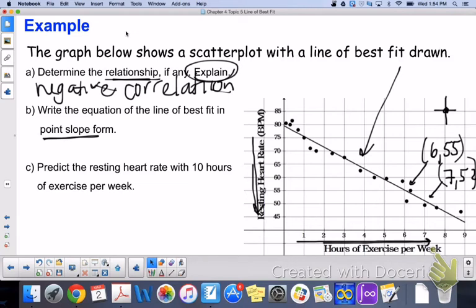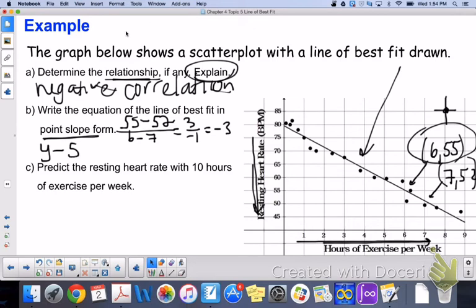So what does that mean here? If we find the slope, y2 minus y1 over x2 minus x1, 55 minus 52 over 6 minus 7, that gives us 3 over negative 1, or negative 3. So that would be our slope. And I'm going to go with the point (6, 55). So in point slope form, y minus 55 equals negative 3 times x minus 6. That is point slope form for our line of best fit.